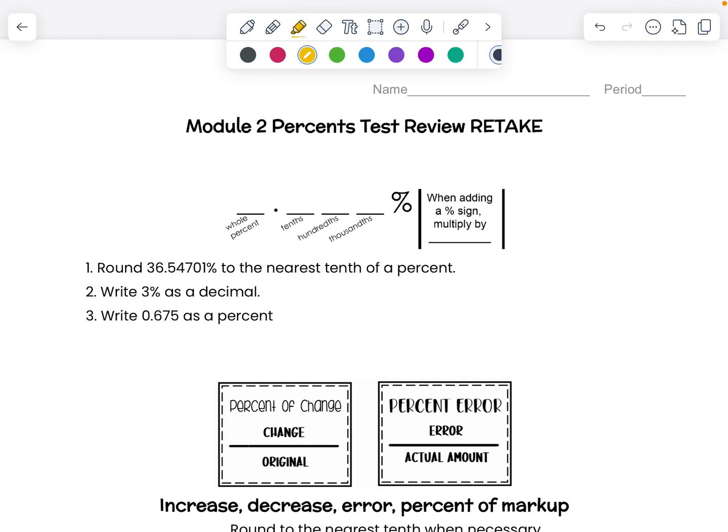All right, this is the percents test retake. We're going to practice and review again. At the very top, you should pull out your old notes too. When adding a percentage sign, it's all about 100. Study this place value right here. Don't forget, after the decimal, it's tenths, hundredths, thousandths.